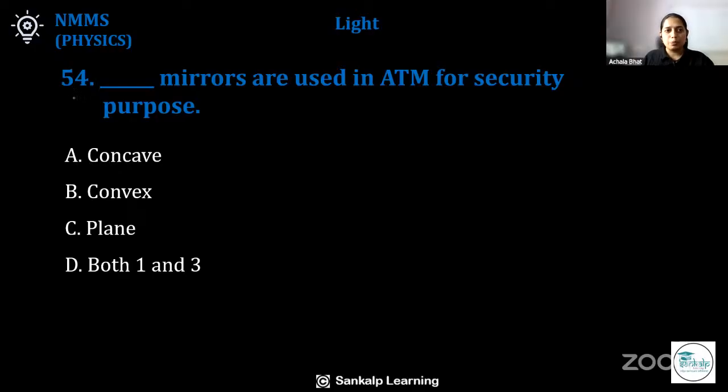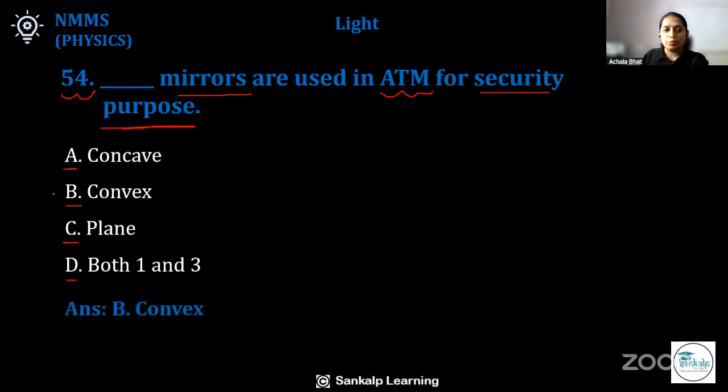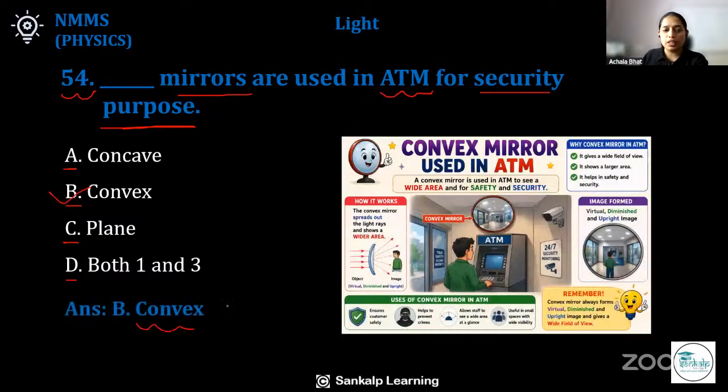Let us see question number 54 of NMMS Physics Chapter Light. Dash mirrors are used in ATM for security purpose. Option A concave, B convex, C plane, D both 1 and 3. Which mirrors are used in ATM for security purpose? Yes, option B, convex mirror is correct.